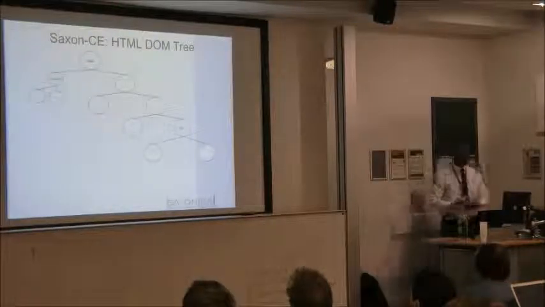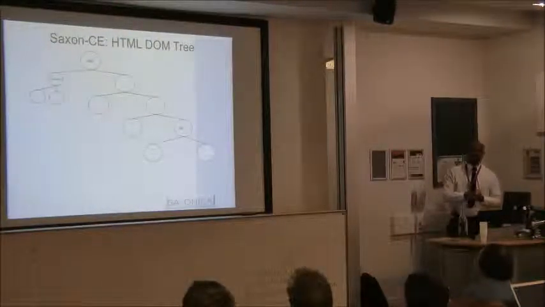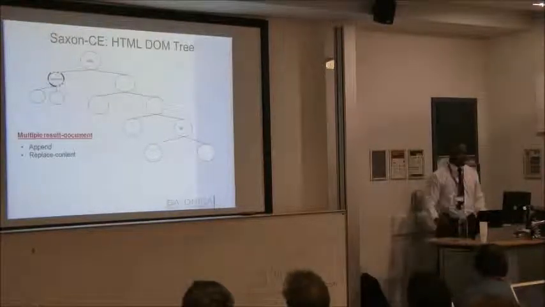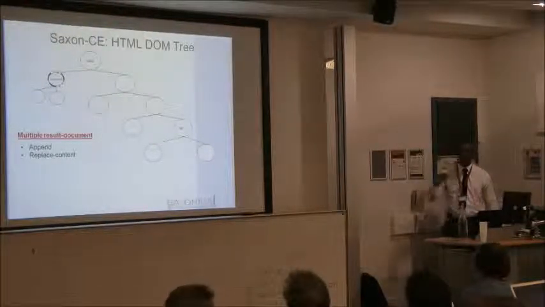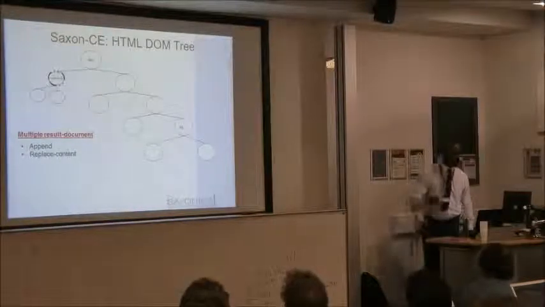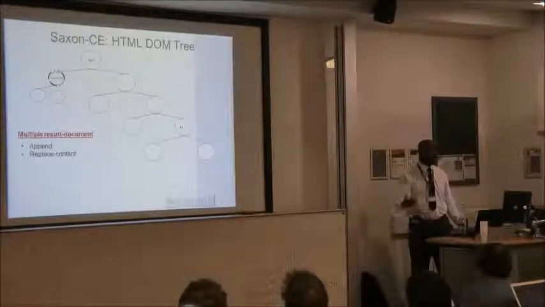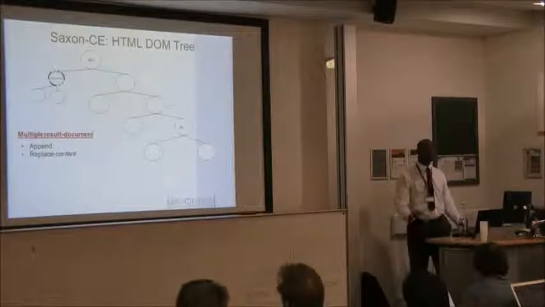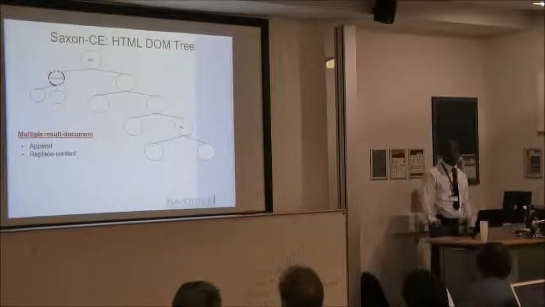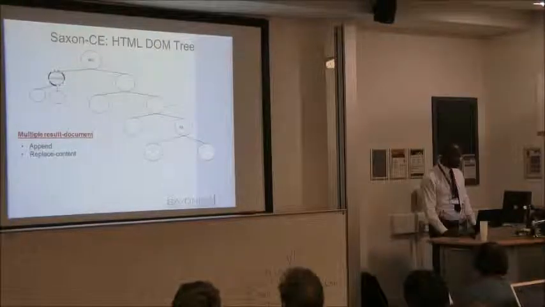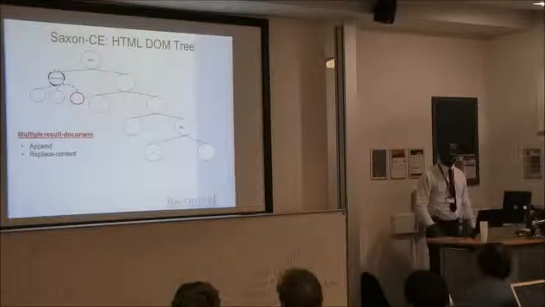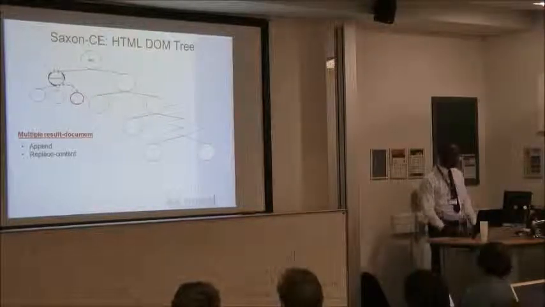So what are we doing? We're manipulating the HTML DOM tree. When you click on a link, you can do whatever you want in the template rule. You can call result-document to append to the element that you clicked on, or to replace the content within that div element or whatever element you've clicked on. It will insert a subtree at that point, or append.